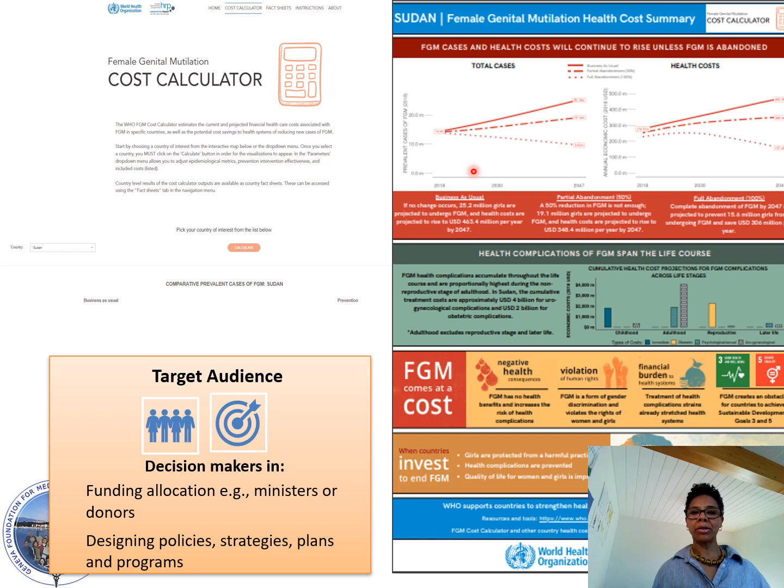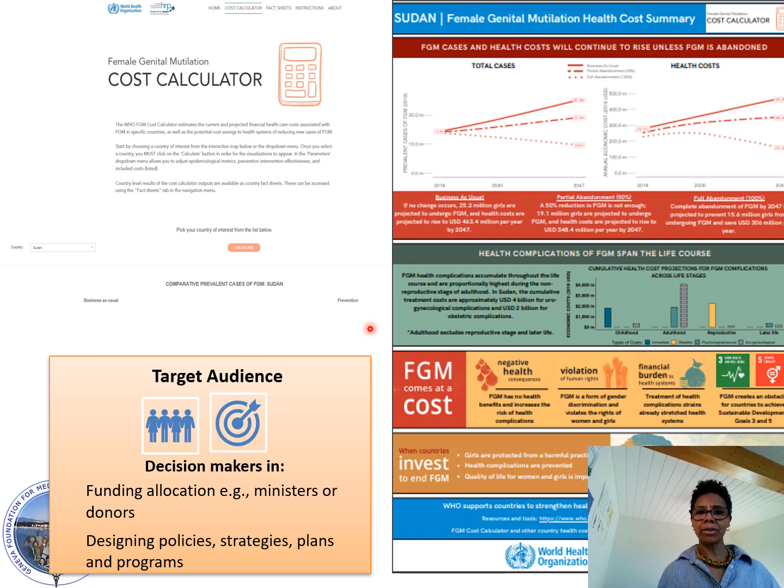It could be printed out and shared with decision makers, your target audience, so that they could be sensitized to the impact of FGM on health expenditure, such as ministers or donors, and it really makes a call for investment in designing policies, strategies, plans, and programs.